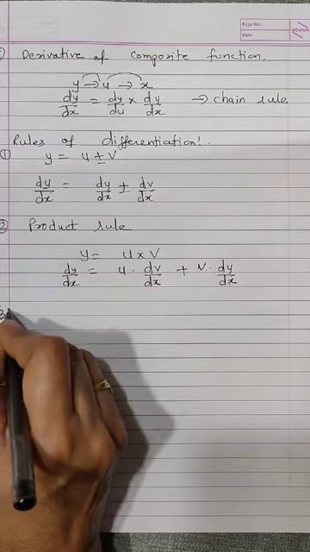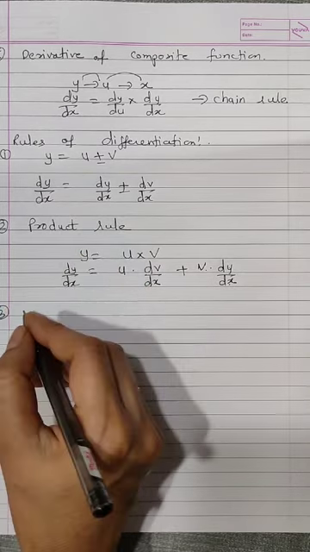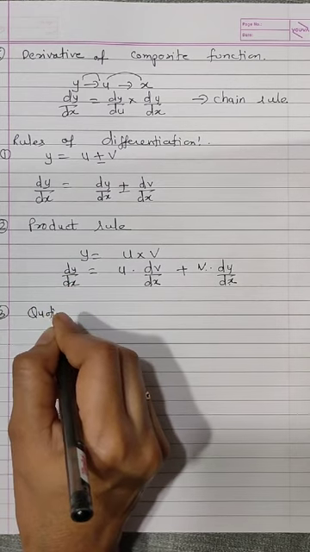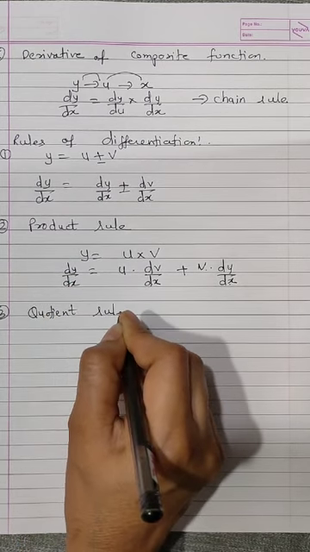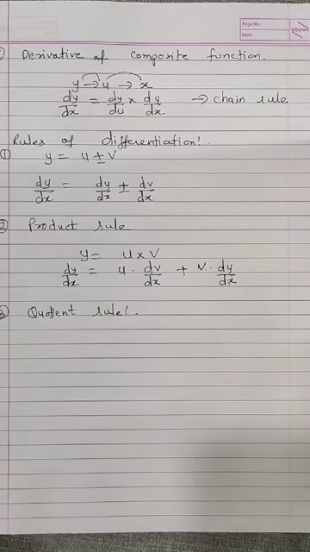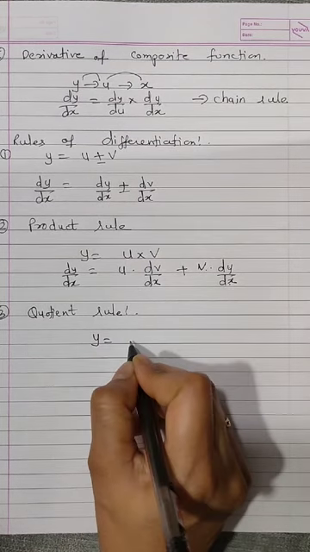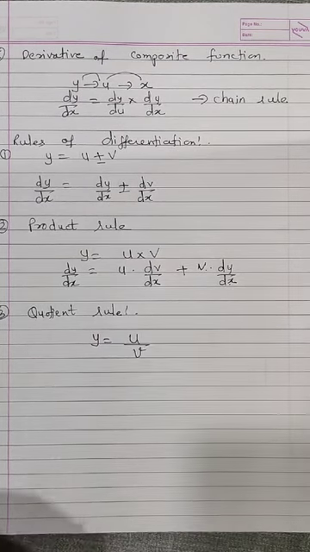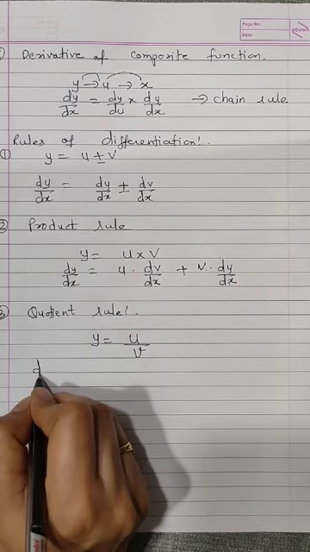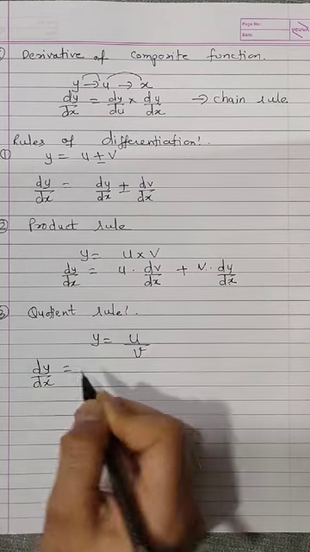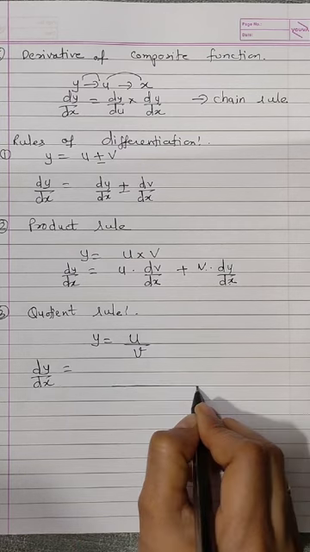Now the third rule is product rule. Now the quotient rule. Quotient rule is applicable when the functions are in division. So y will be of the form u upon v. Then here dy by dx will be, now see here how to split.